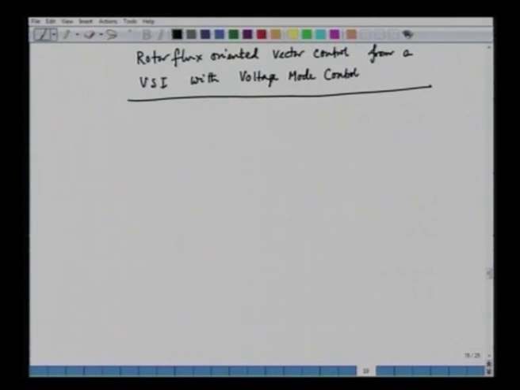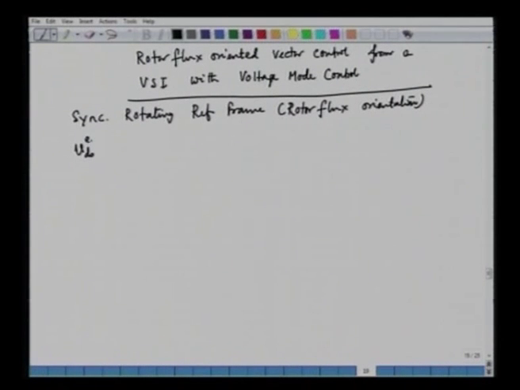So, we derive some equations here. We take synchronously rotating reference frame, and here we take the rotor flux orientation, and the equations are pretty straightforward. So, we can write down the equations for the voltage. VDSE is equal to RS IDSC plus P psi DSC minus omega E into psi QSC, and we can simplify this.